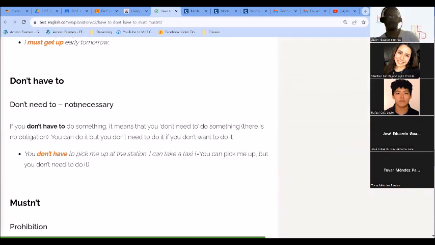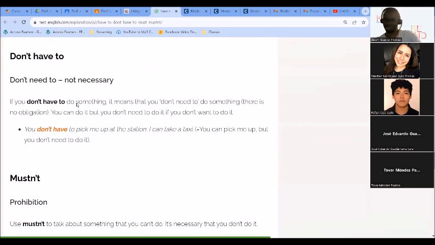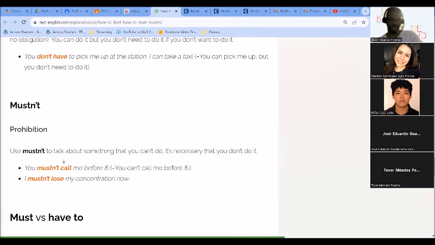Let's go to Paulina. Don't have to. Don't have to. Don't need to, not necessary. If you don't have to do something, it means that you don't need to do something. There is no obligation. You can do it, but you don't need to do it if you don't want to do it. You don't have to pick me up at that station. I can take a taxi. You can pick me up, but you don't need to do it. Good.